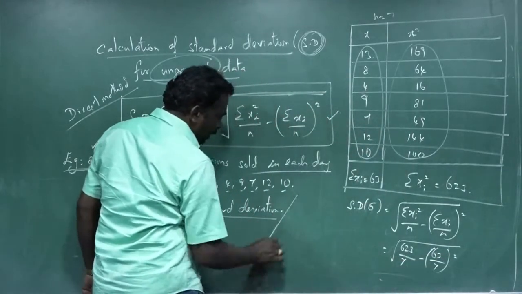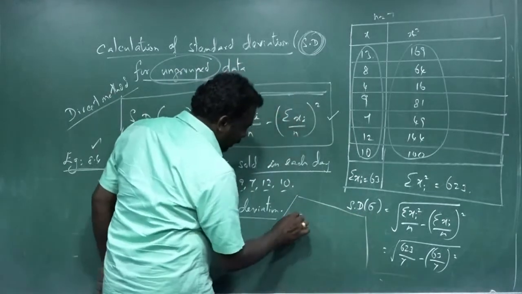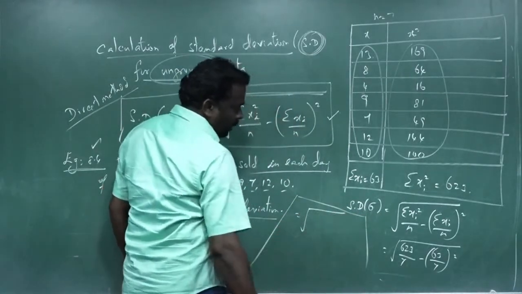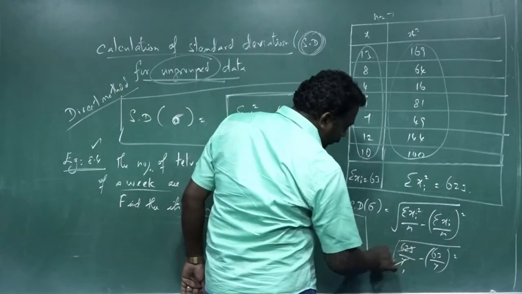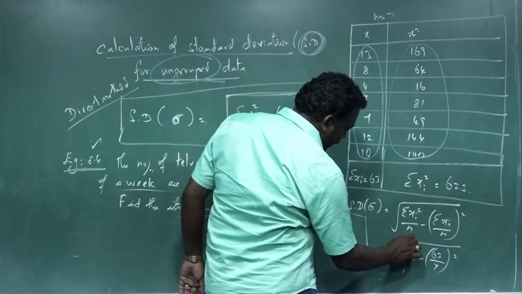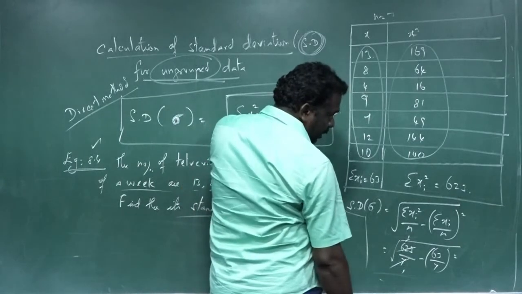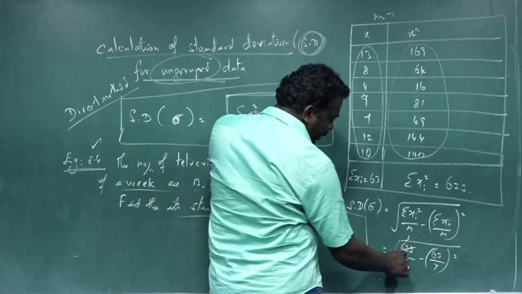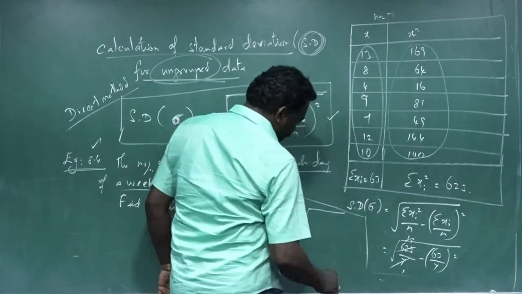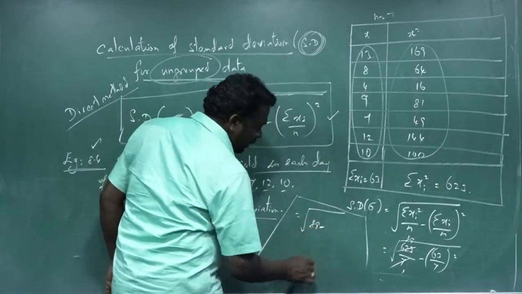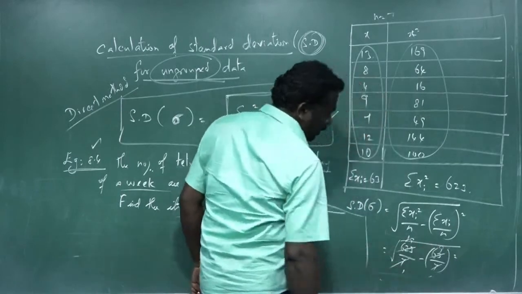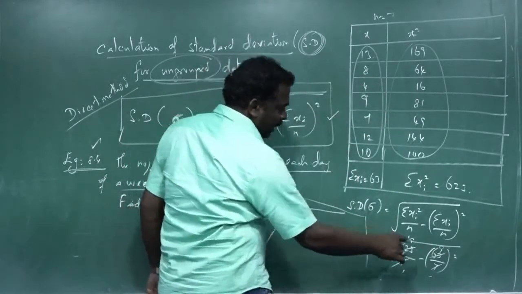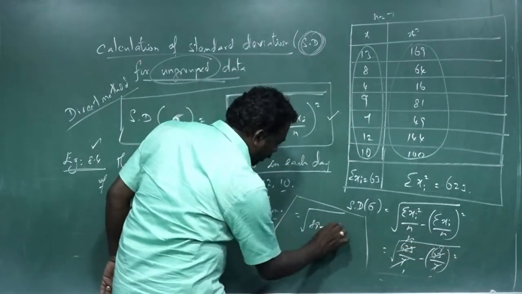Now calculating the value: the square root of the term. 7 into 8 is 56, remainder 6, and cancel 9 times. Therefore 89 minus, and here 7 nines are 63, so 63 by 7 is 9. Therefore 9 square is 81.